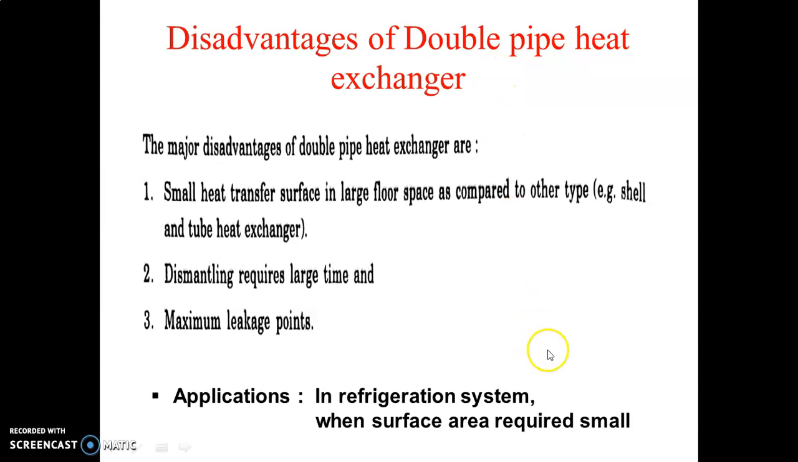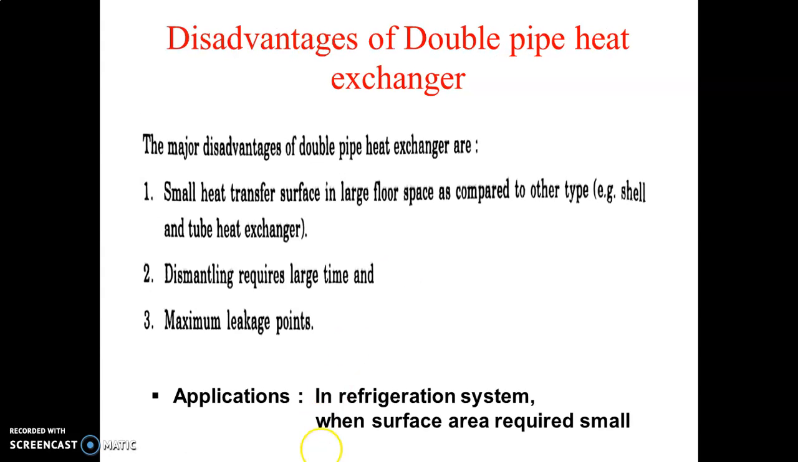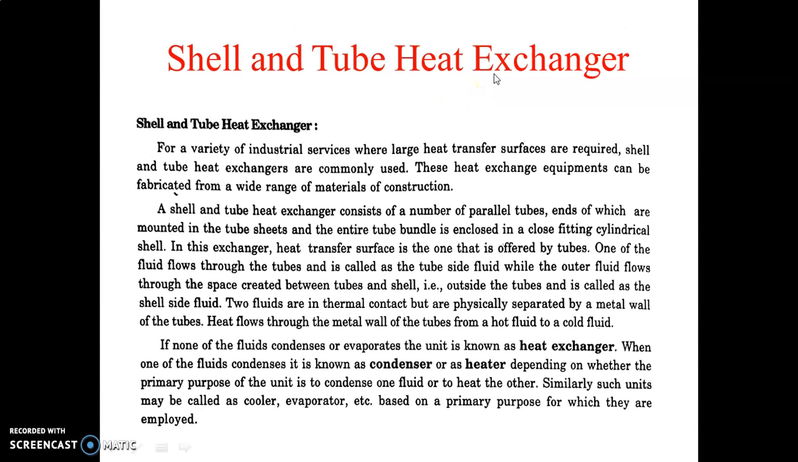In that fridge there may be use of a double pipe heat exchanger because it has a small heat transfer area, it is easy to clean and it has less cost. So by using this advantage, we can use it as a heat exchanger in a refrigeration system or any other company or industry whenever a small surface area is required for the heat transfer. If you don't want a very large surface area or very large heat load, at that time you can use this double pipe heat exchanger.